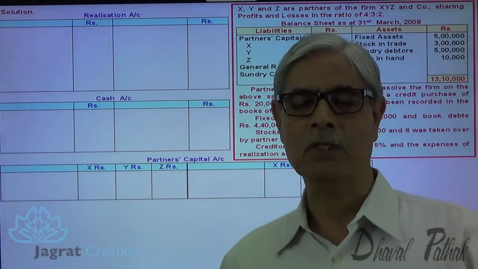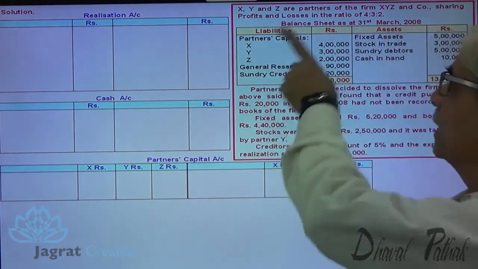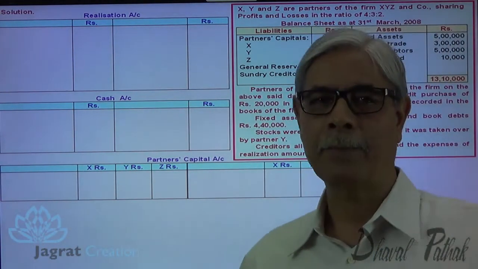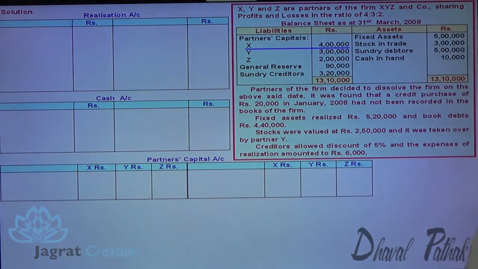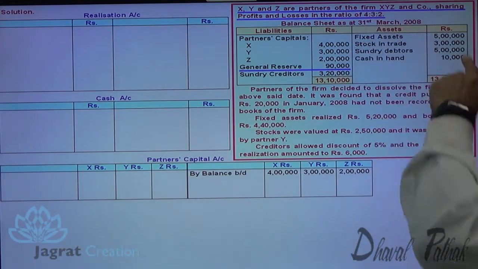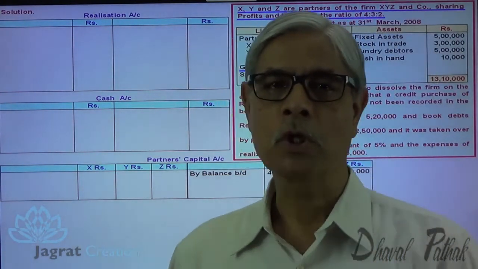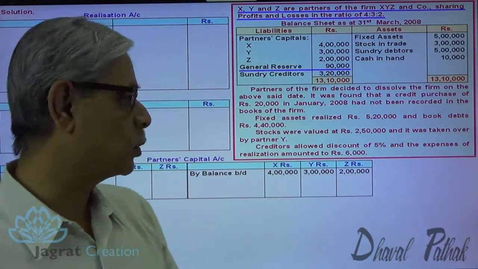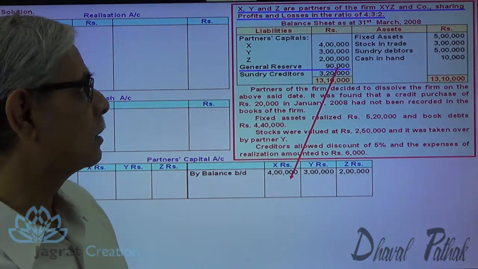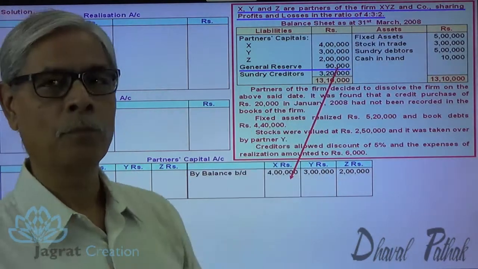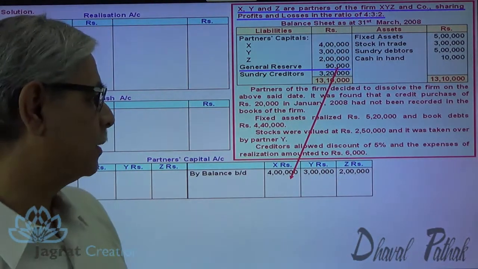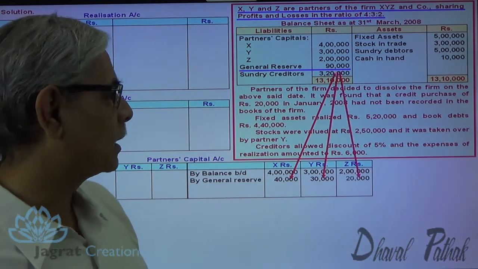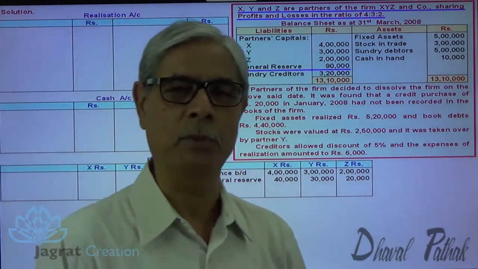Now first step, for the purpose of solving the sum, consider the details of balance sheet and copy it at the appropriate place. So capital of X, Y and Z are credited, recorded on the credit side of capital account, balance brought down. General reserve distributed in the ratio of 4:3:2. So if you distribute the general reserve of 90,000 in the ratio of 4:3:2, 4 plus 3 plus 2 is 9, so 4 by 9, so 40,000, 30,000 and 20,000. This is how general reserve is distributed.